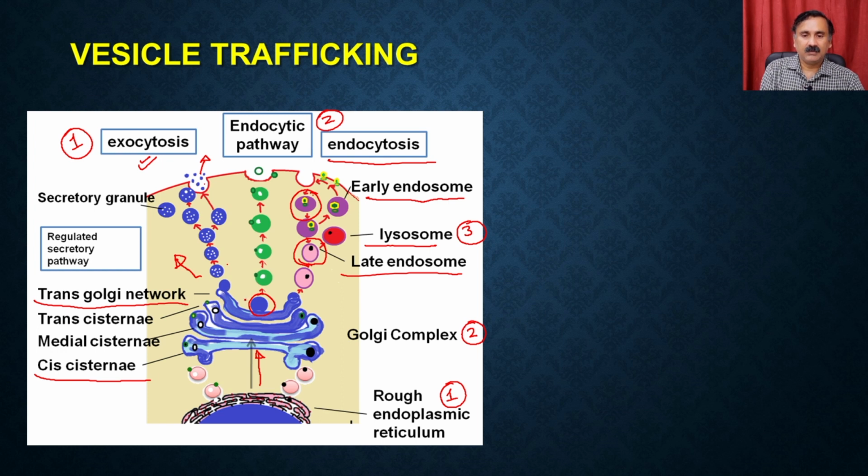If the vesicles have no tag, if they do not have any tag, then the vesicles release the content into the cytosol. The same is true if the vesicle has the signal for the mitochondria: they release the content into the mitochondria. So this is all about vesicular trafficking.